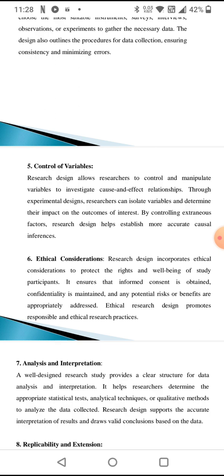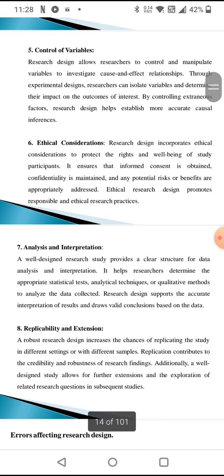Next is ethical considerations and then analysis and interpretation. Again, we went through this analysis and interpretation. You will be analyzing the data which you have received from the respondents, right? And then you need to analyze it and interpret it, in the sense, put it in word form, because the other researcher should be able to get what exactly is happening with the research design or research process. And then replicability and extension.